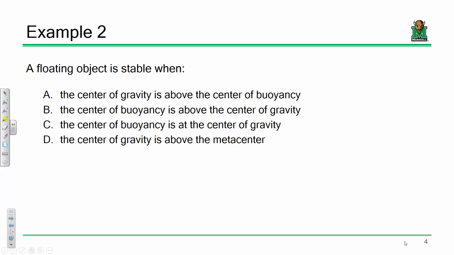What I'm going to do for this problem is instead of asking what's the answer, I'm going to poll you. How many people think that it's A? Okay. How many people think that it's B? How many people think that it's C? How many people think that it's D? Good! The answer is B. That's how you define the stability of a floating object. When the center of gravity is below the center of buoyancy, then you have a stable floating object. So that is correct. The answer is B.